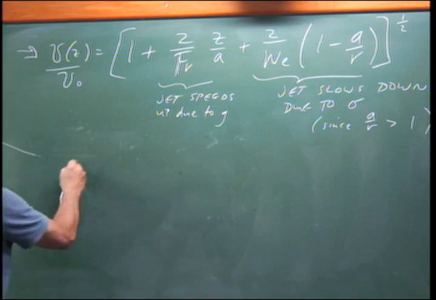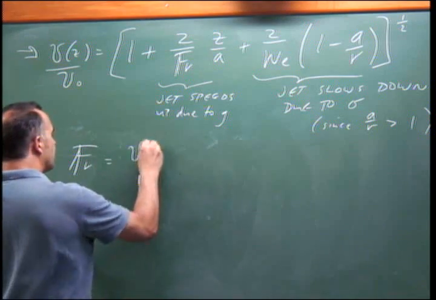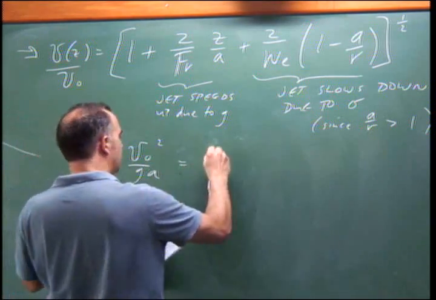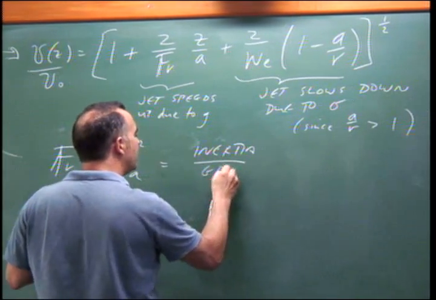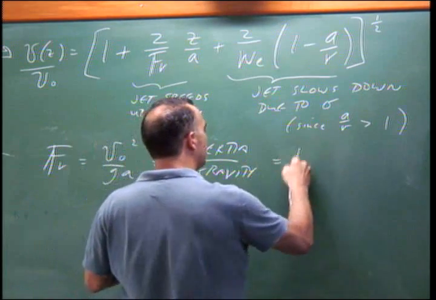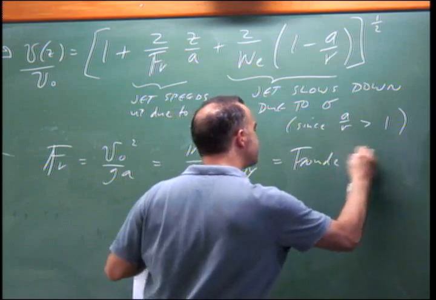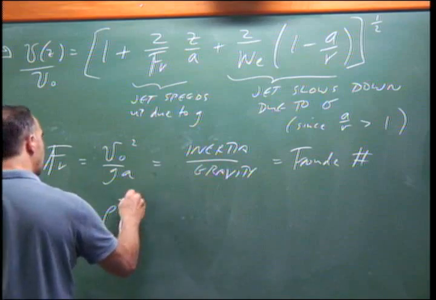Okay, and so these numbers here, Froude number, so this is inertia over gravity. This is the so-called Froude number. And then we have our old friend, the Weber number.